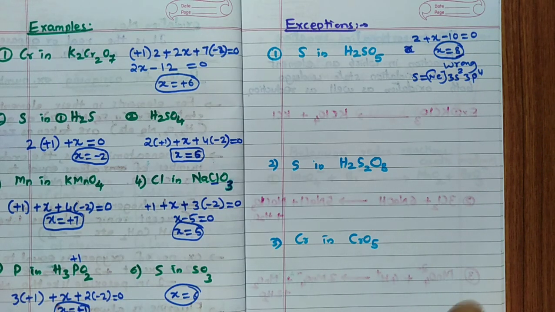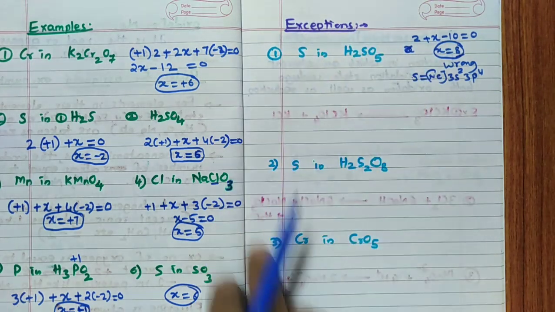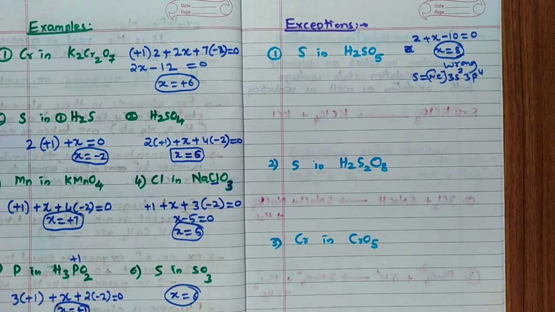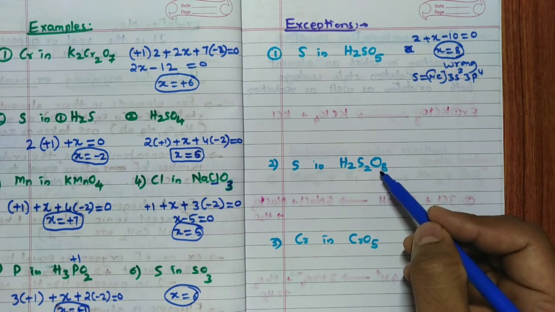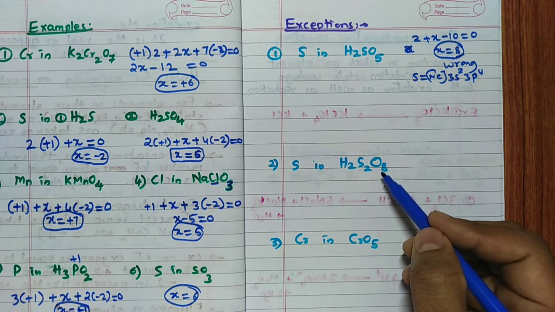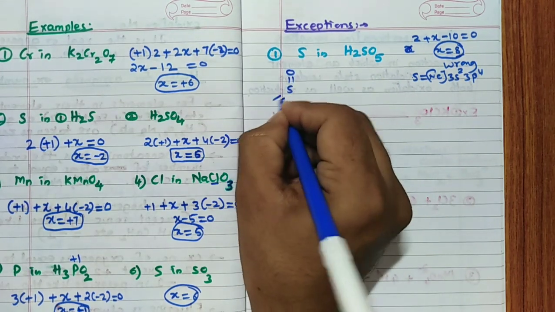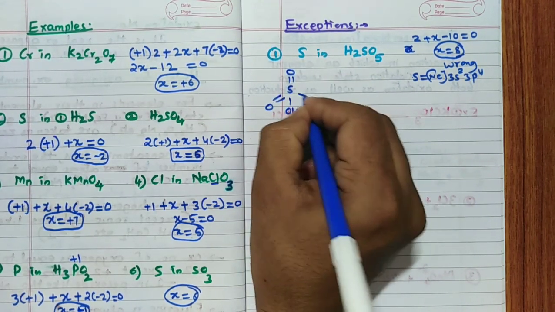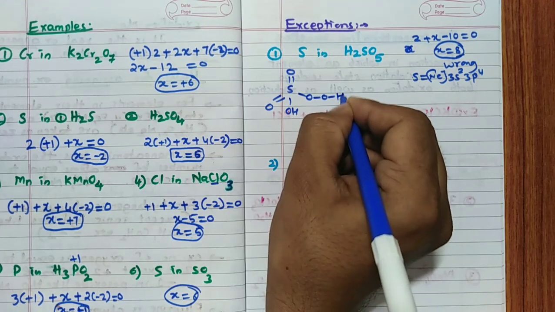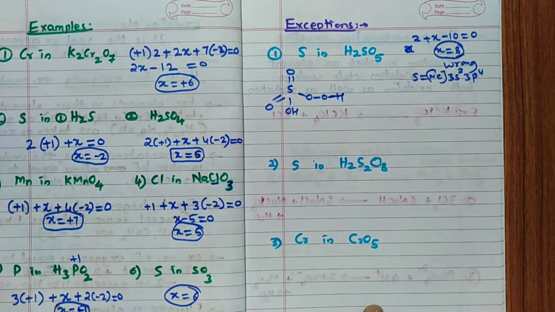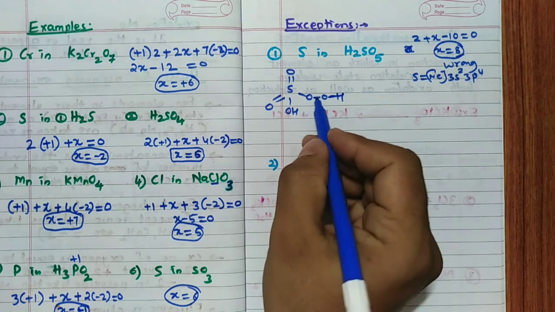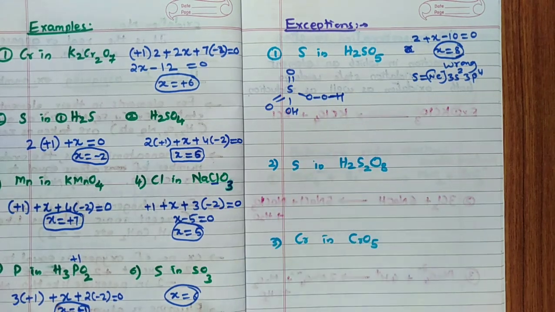So hence, the meaning is that there is a peroxide linkage. Remember, whatever the exceptions I have written here, for this you have to know the structure. Now if you ask me, sir, how to know the structure? Remember, these two we have already completed in oxoacids of sulfur, if you remember the structure also. So structure will be like this. S double bond O, double bond O, OH, O, O, H. Like this. So now remember, there is a peroxide linkage.